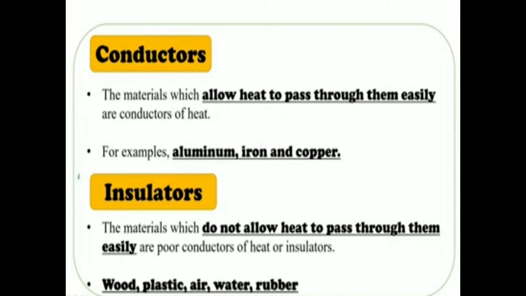Okay, the next concept is conductors. The materials which allow heat to pass through them easily are called conductors of heat, for example aluminium, iron and copper. The materials which do not allow the heat to pass through them easily are poor conductors of heat, such as plastic and wood. Poor conductors are known as insulators. Water and air are poor conductors of heat. Then how does the heat transfer take place in these substances?